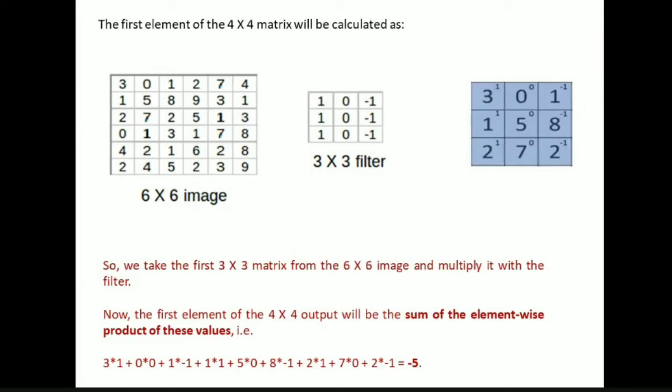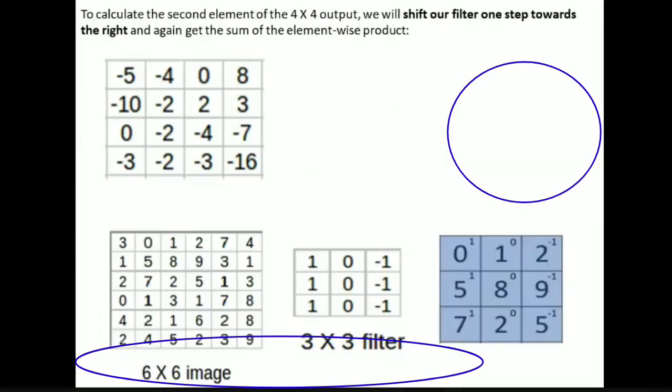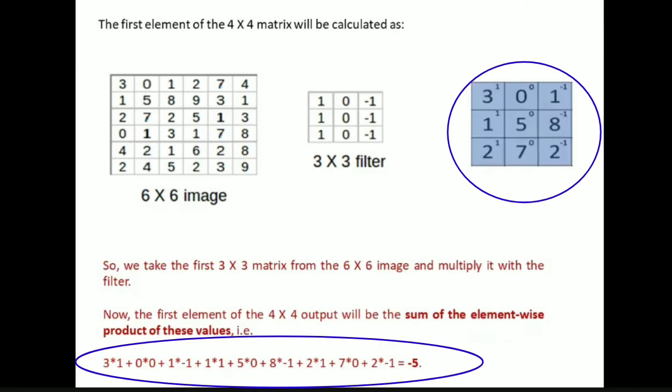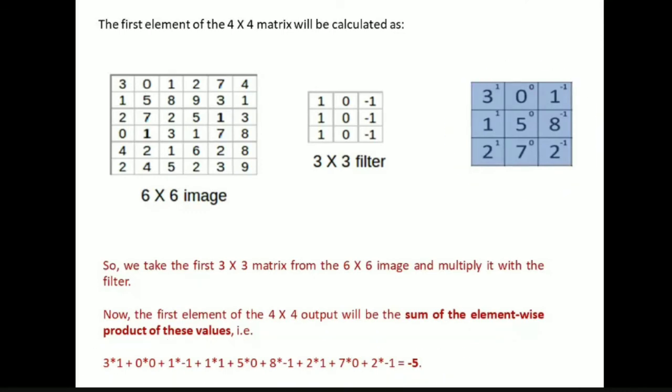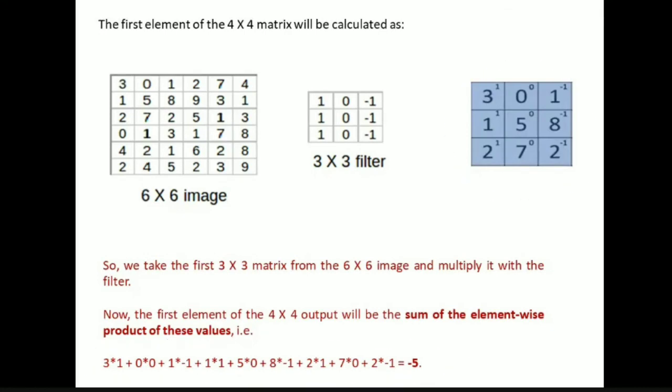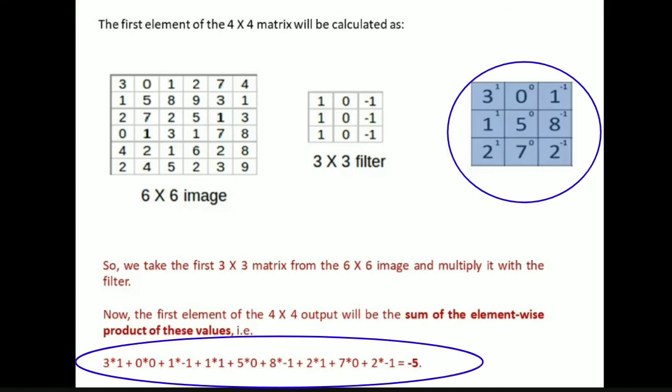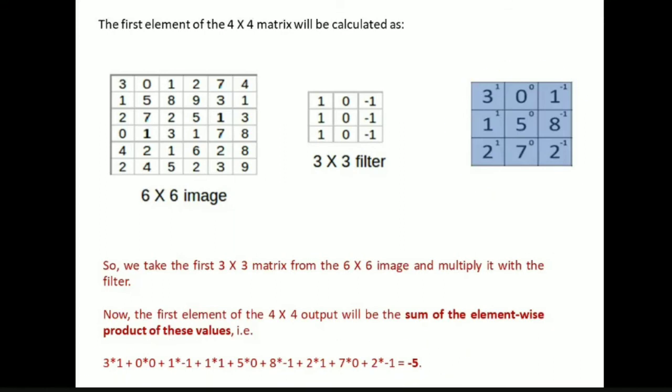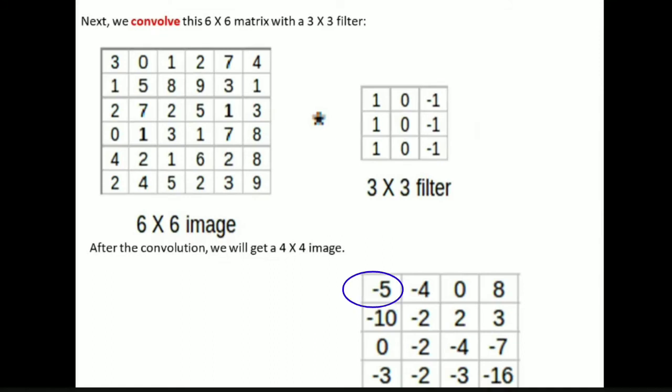That is, if you see in the bottom, look, how 3 into 1, in the right side image, in blue color: 3 into 1 plus 0 into 0 plus 1 into minus 1 plus 1 into 1 plus 5 into 0 plus 8 into minus 1 plus 2 into 1 plus 7 into 0 plus 2 into minus 1. So after doing all the element wise product of these values and summing them, we'll get a value called -5. So this is how we got this first element as -5.